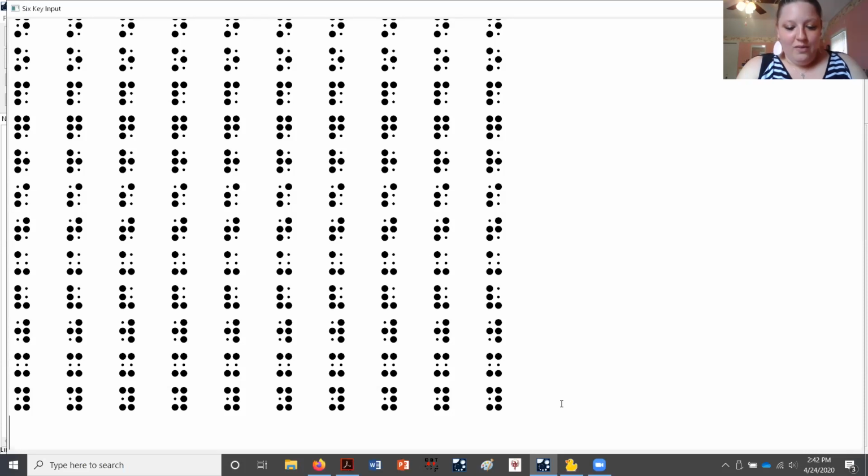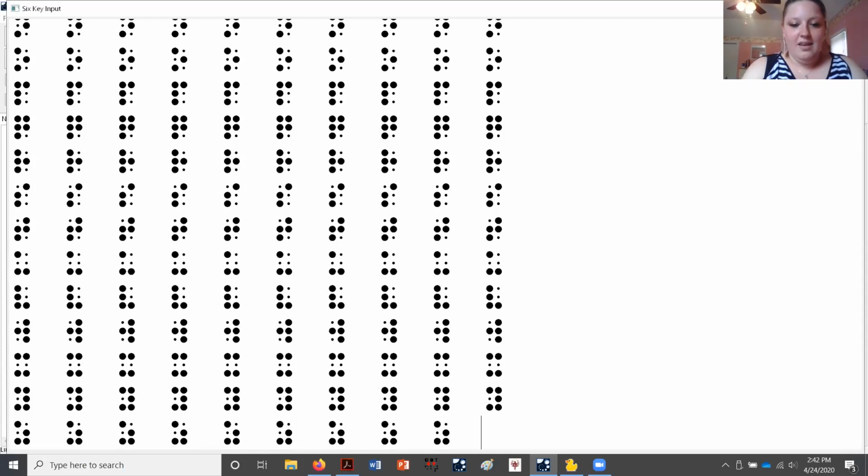So 1, 3, 5, 6, you can also use the letters FSKL. So FSKL, and on the Braille writer, that is going to be your left pointer finger with your left ring finger and your right middle finger with your right ring finger. So 10 times each, we got 4, 5, 6, 7, 8, 9, 10.